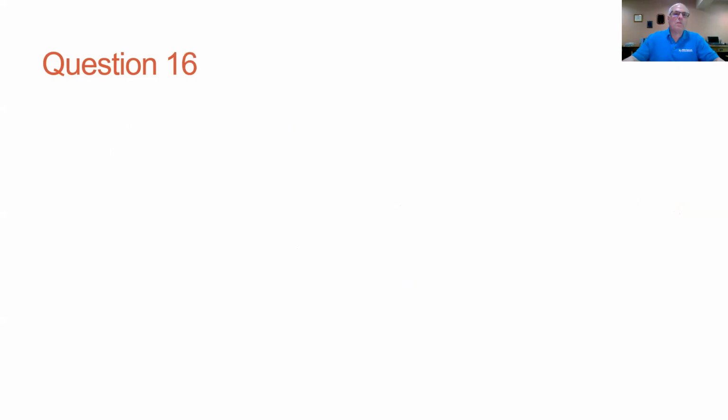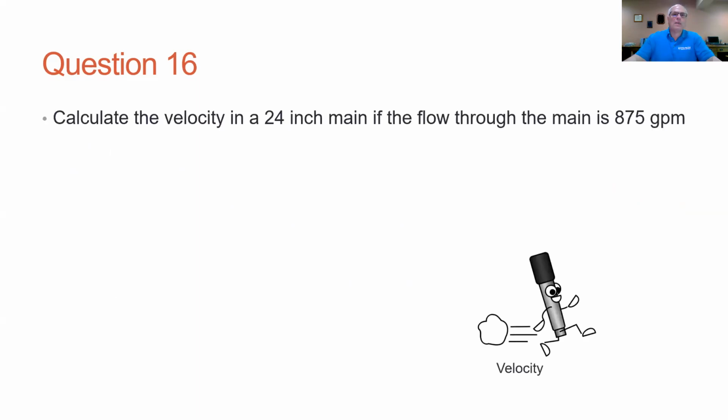Okay, let's move on to question number 16. This is a velocity question. Calculate the velocity in a 24-inch main if the flow through it is 875 gallons per minute. This is a V equals Q divided by A question. And if you want to work this, go ahead and pause the video now and give it a shot.